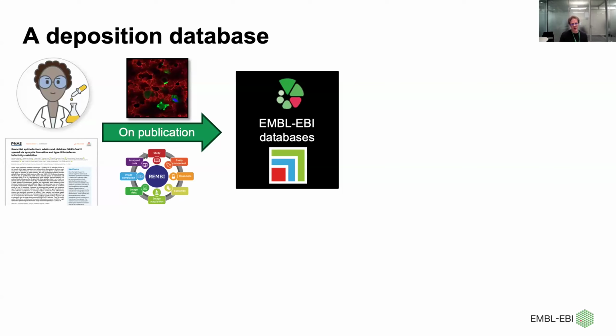A deposition database takes data, and typically it takes data at the time of publication. So usually a scientist, or more often a team of scientists, has done some research and is publishing a paper. Increasingly, we are all expected to make data open at point of publication. And when we do that, the data is deposited in a deposition database. That's usually a combination of the data itself, but in this case, images and some minimal metadata.